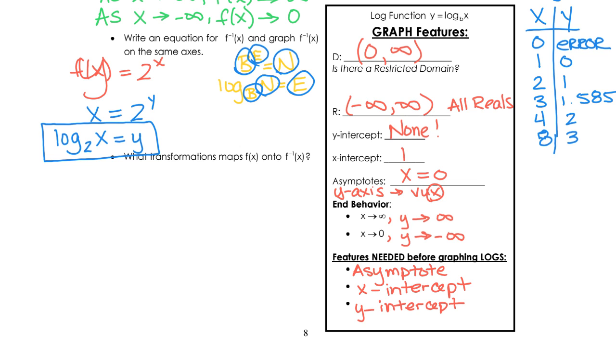All right. And we have one last bullet over here before we flip the page, and it says what transformation maps f of x, which is our original, onto our inverse. And we know that that's a reflection over the line y equals x, which we already talked about up there on our graph.